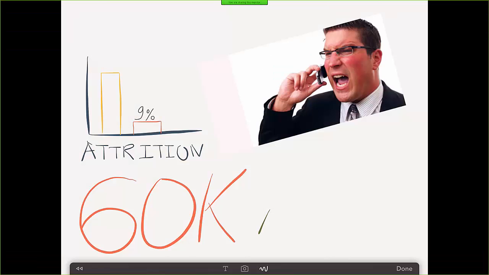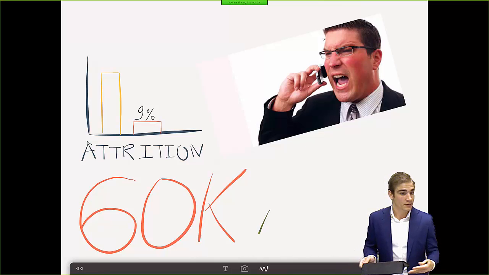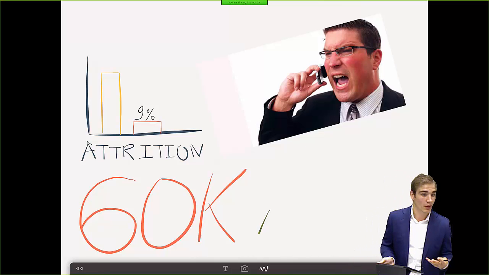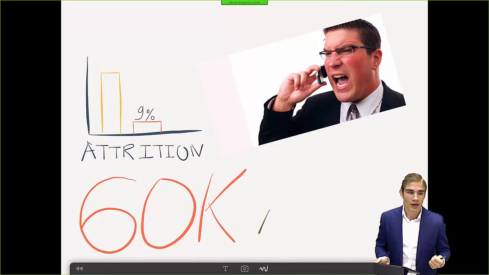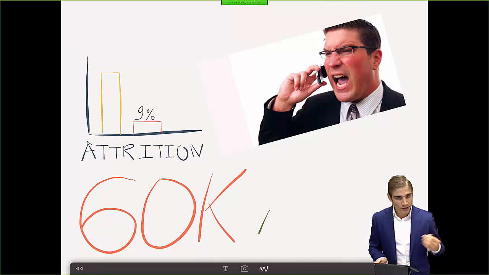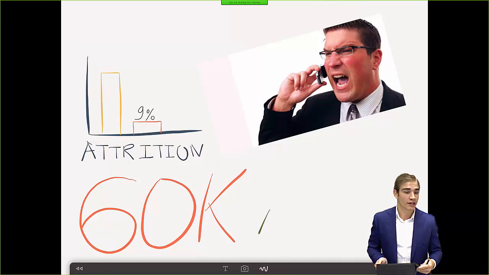So what I found here is that the attrition rate is quite high, being at 9%. And when I discussed this with my manager, he was not happy. And with this 9%, he was telling me that the average cost of an employee leaving the company is estimated at 60K. So that's a big cost, especially if we have this 9% in place.